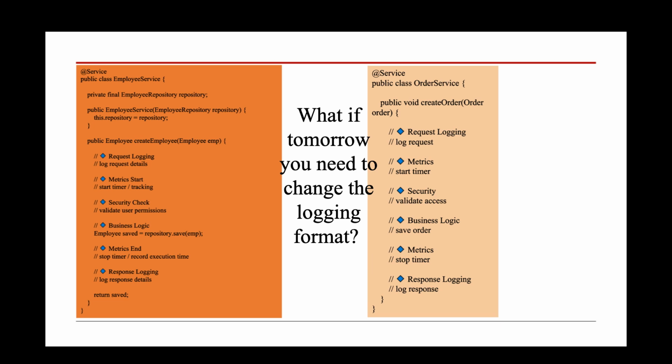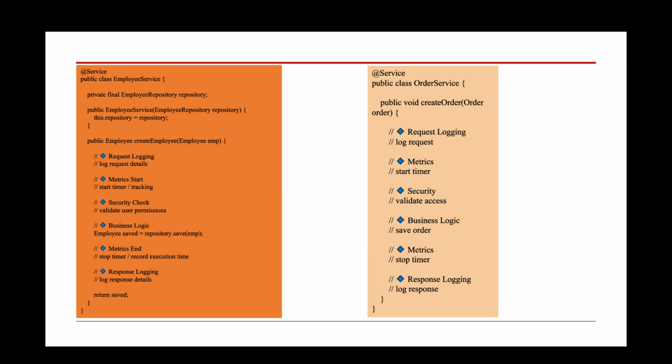What if tomorrow you need to change the logging format? Now you have to go into every single method and update it. 50 methods. 50 changes. And you will miss some. Guaranteed. And when you miss one, your application becomes inconsistent. Some APIs log. Some don't. Some have security checks. Some don't. That is not just messy, that is risky.